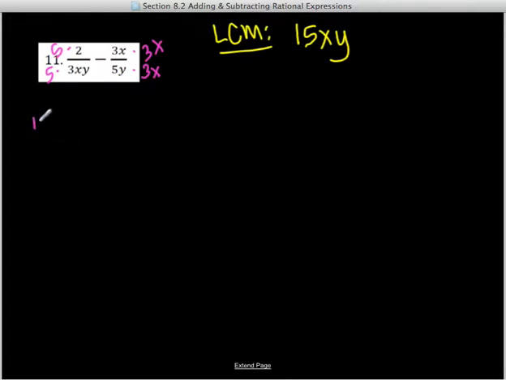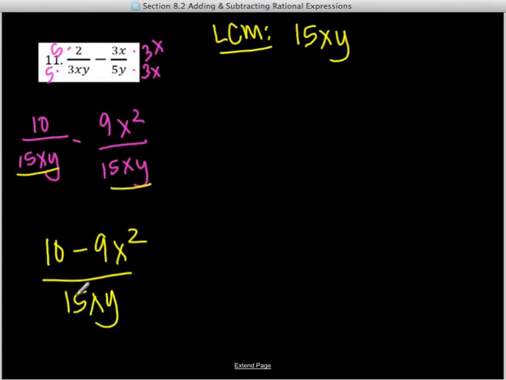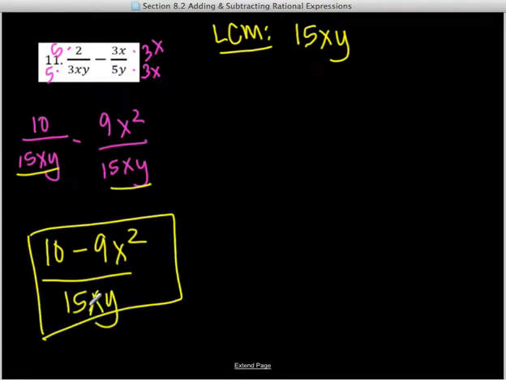So I'd have 5 times 2 is 10. 5 times 3 is 15xy. Minus 3 times 3 is 9. X times x is x squared. All over 5 times 3 is 15xy. So now my denominators are the same. So I can go ahead and subtract my numerators. So it's 10 minus 9x squared over 15xy. And that's my final answer for example 11.